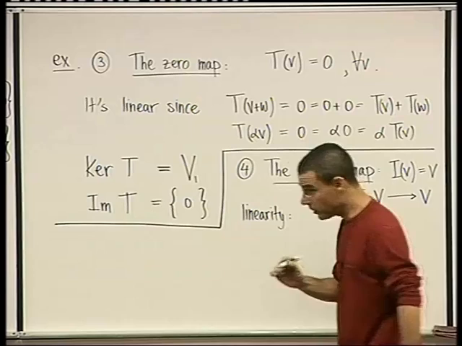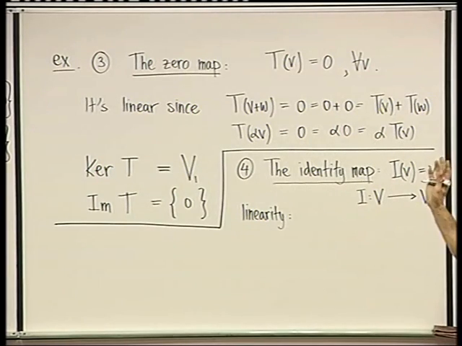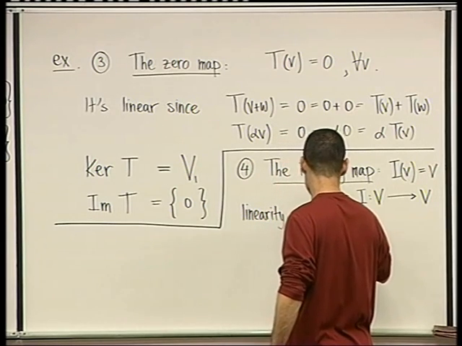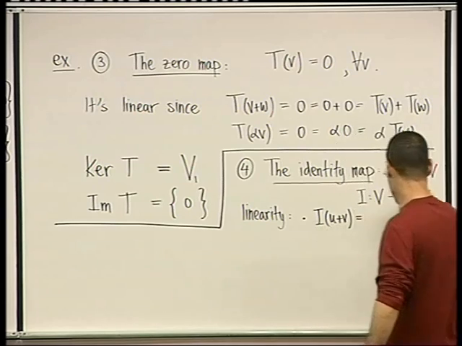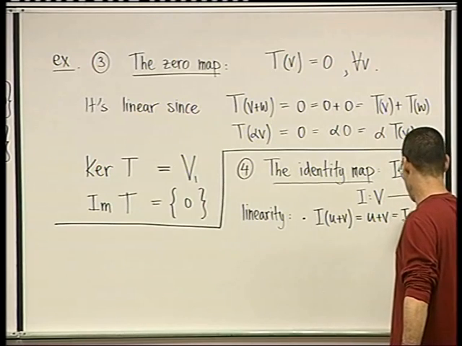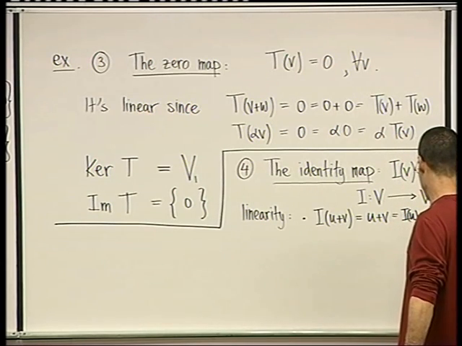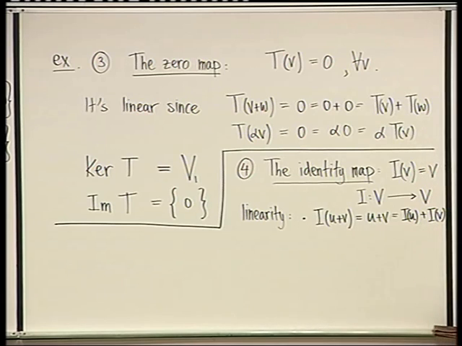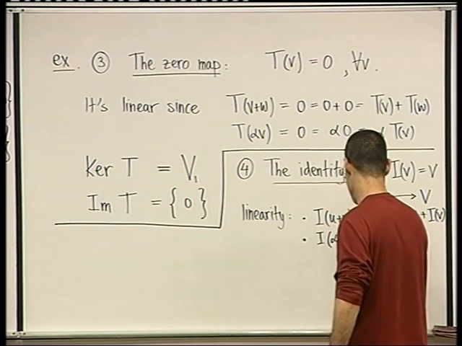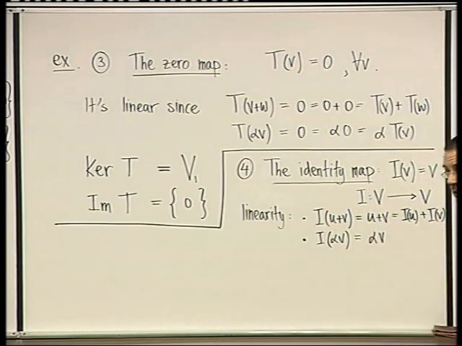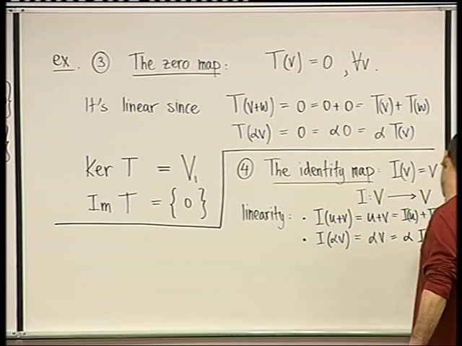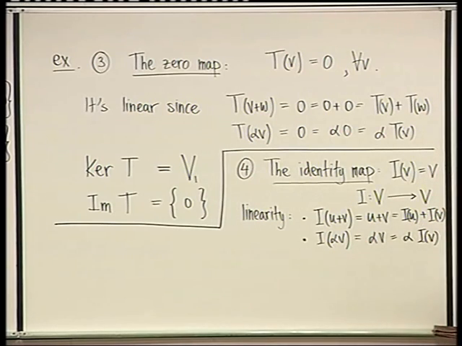It's not difficult, it's just a matter of absorbing the definition. That's all there is to it. Linearity. So I of U plus V, by definition, is U plus V. That's what I does. And this is the same as I of U plus I of V. I of alpha V is alpha V. That's what I does. Doesn't do nothing. That's the same as alpha I of V, because I of V is just V. So it's a linear map.